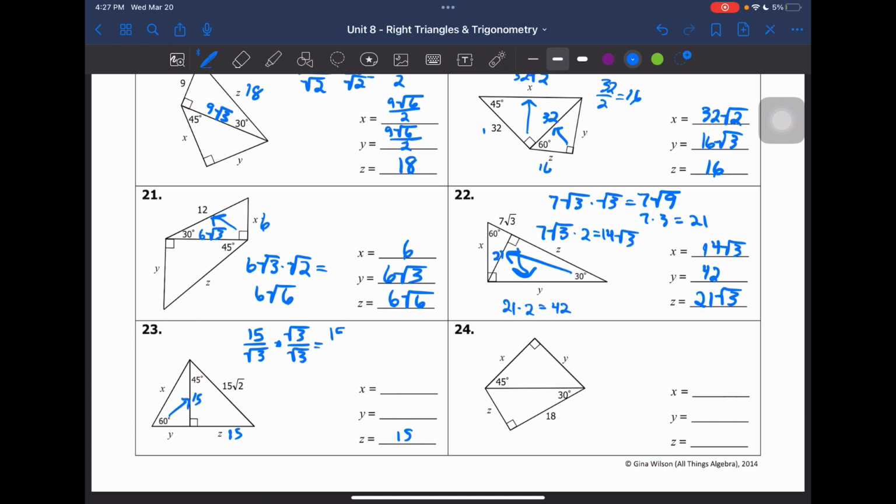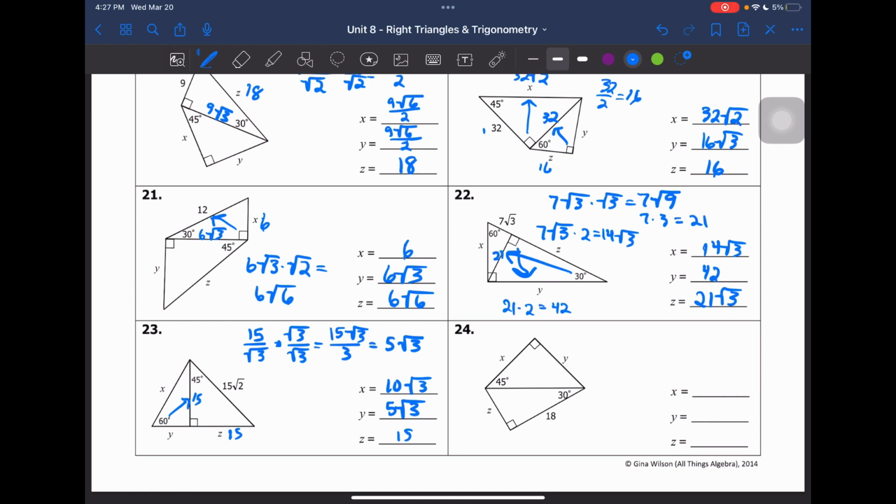I'm going to be left with 15 root 3 over 9. Oops, not 9. It should be 3. And 15 divided by 3 is just 5, so we have 5 root 3. And that's what my y is going to be. That's my shorter leg. And if I double that, that gives me my hypotenuse. So 5 root 3 times 2 would just be 10 root 3.